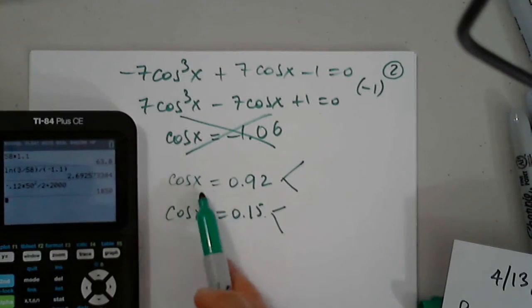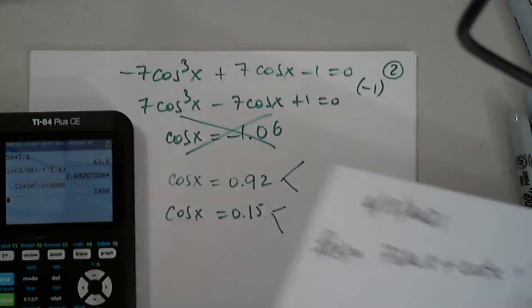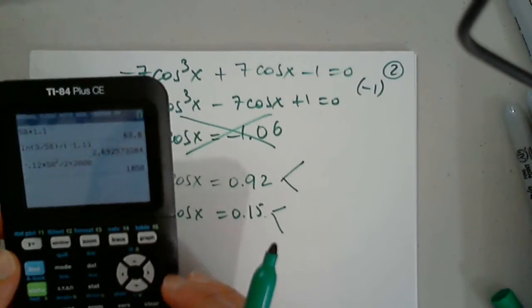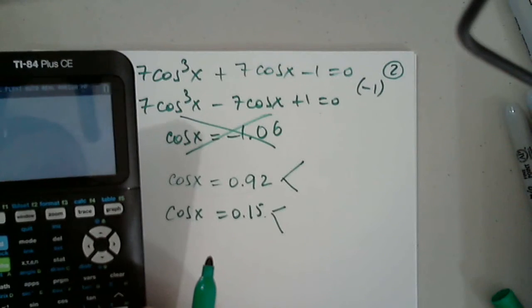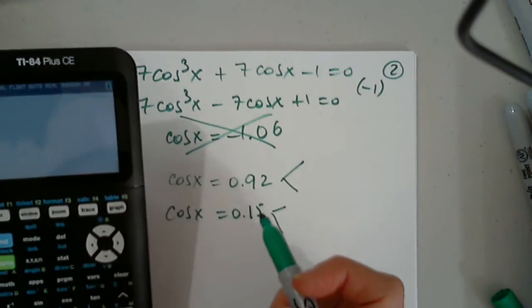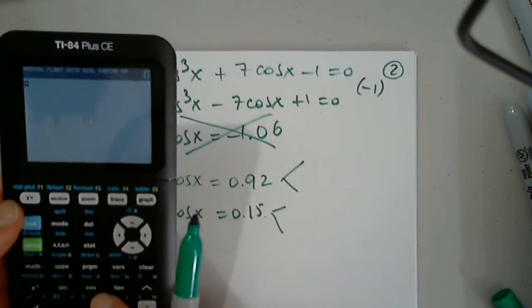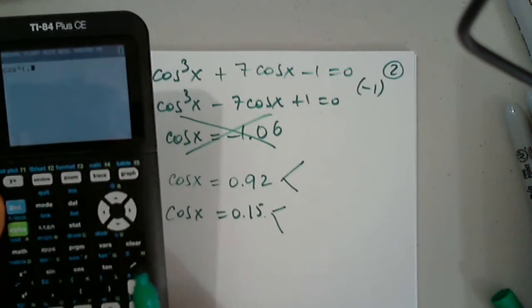Okay, so now we have to solve these equations. Where does this problem come from? Whoever came up with it wasn't too innovative. Okay, so I have to apply arc cosine, so the inverse cosine of 0.92.